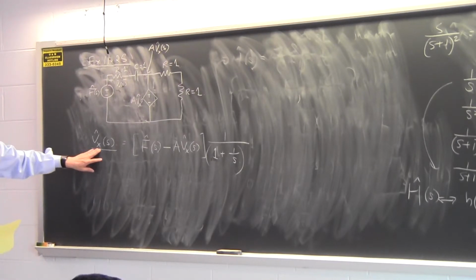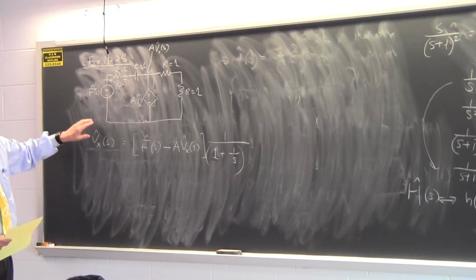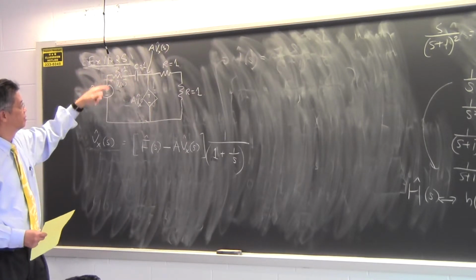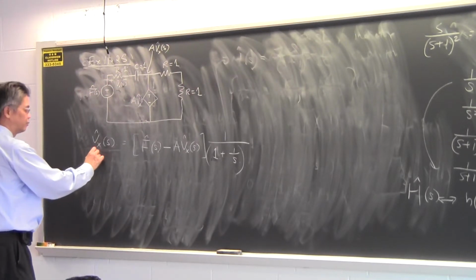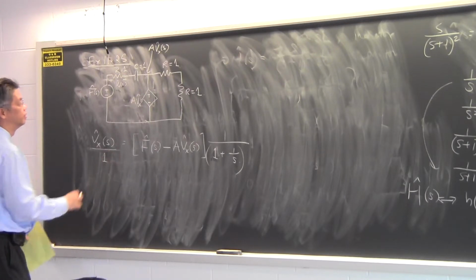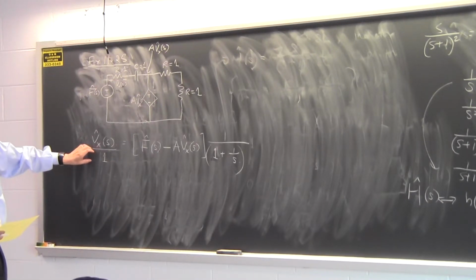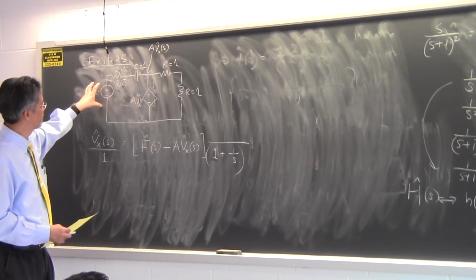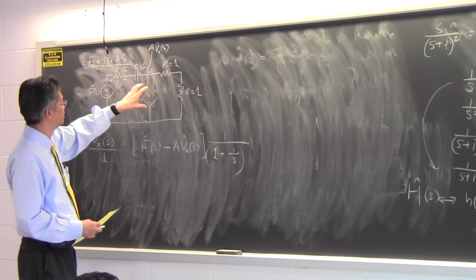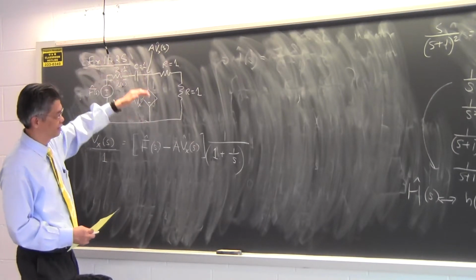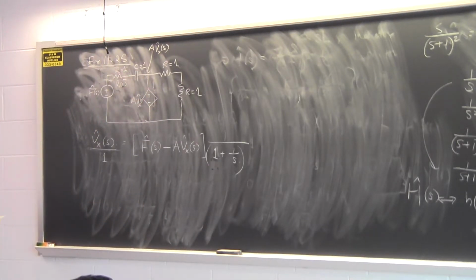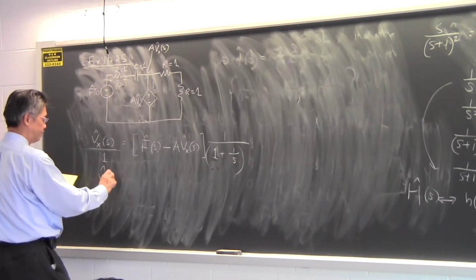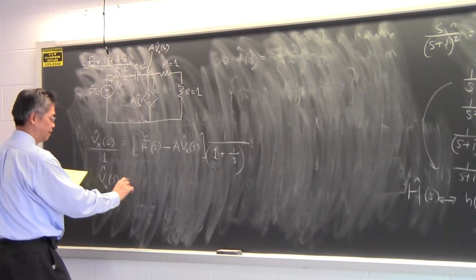And that must be equal to the current that is flowing in this line. That current is also given by this voltage source divided by 1, which gives me the current on the resistor. That must be equal to this voltage source minus this voltage divided by the impedance of this section. So I have an equation 1, and I can solve for my B X hat of S in terms of F of S.